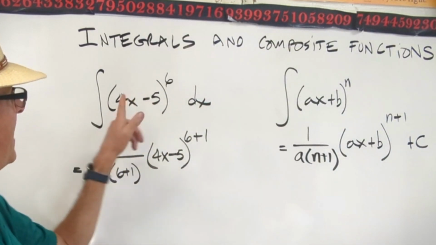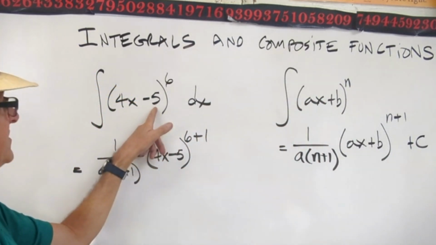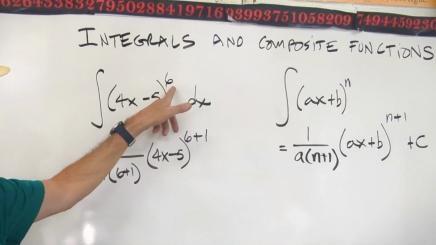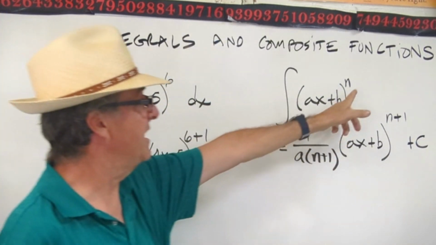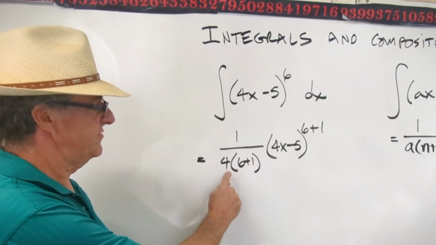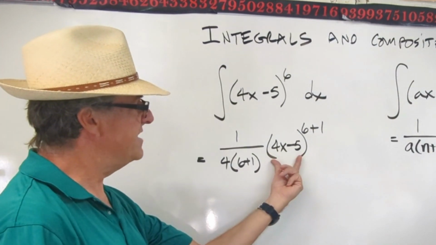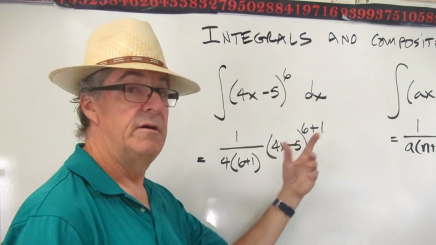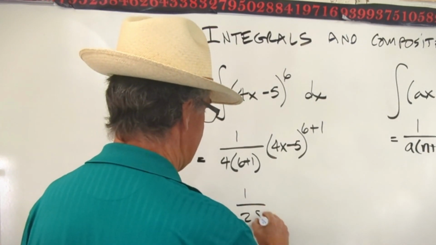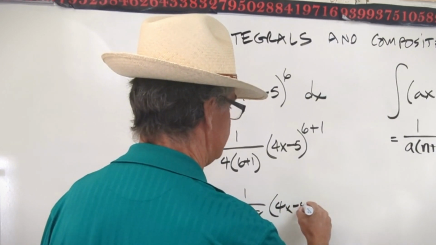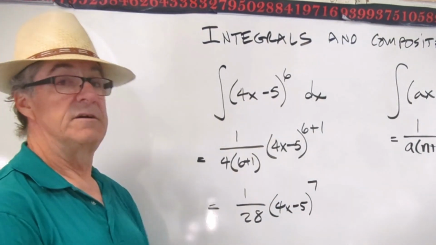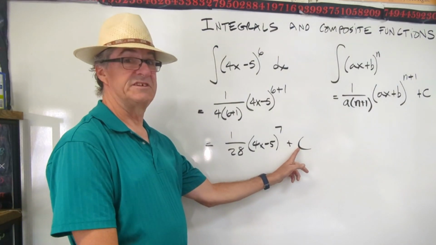I noticed, okay, so my a is 4, there's the a. My b is my minus 5, that would go here. And then my n is my power on my binomial, that's my n. So my plug-in step is going to look like this. 1 over a times 6 plus 1, which is 4 times 6 plus 1, times my binomial, now raised to the 6 plus 1 power. So finishing that up, you're going to get 1 over 28 times 4x minus 5 to the 7th power. And that is our integration of that binomial, plus c.